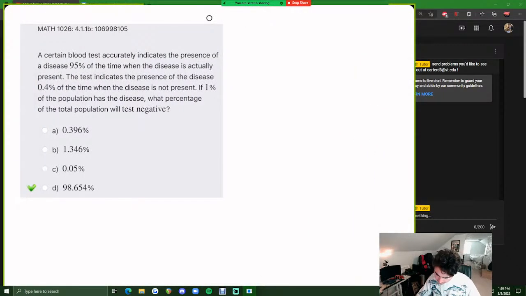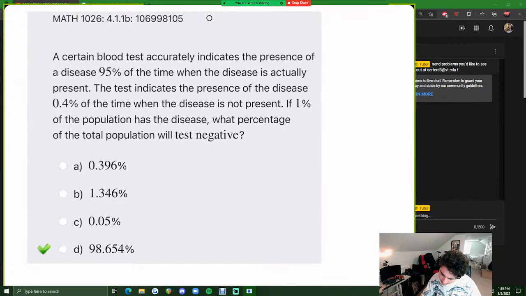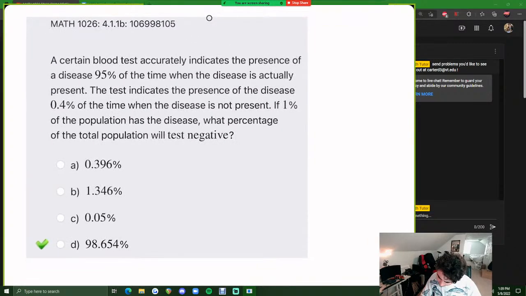Jumping into this problem. I could very well see this on the final. It just seems like a good problem to ask, in my opinion. A certain blood test accurately indicates the presence of the disease 95% of the time when it's actually present. The test indicates the presence of the disease 0.4% of the time when it's not present. If 1% of the population has the disease, what percent will test negative?